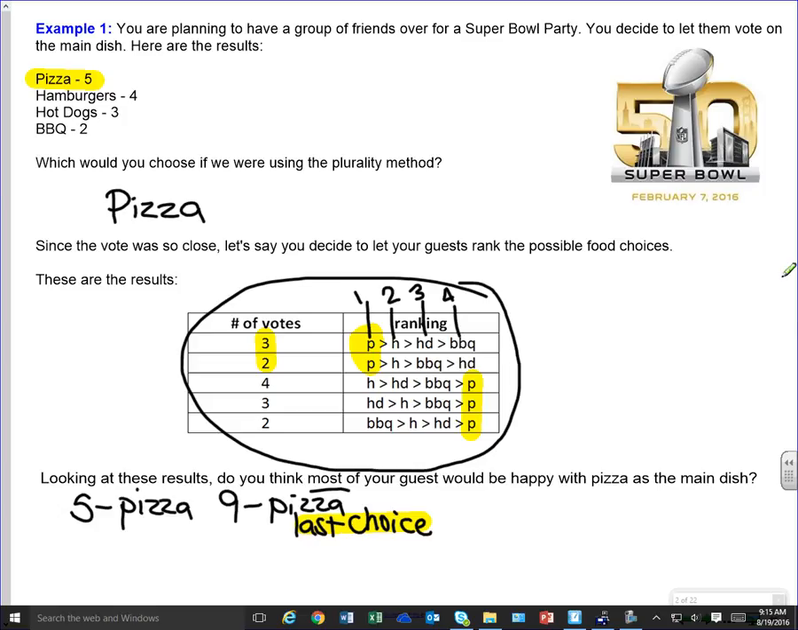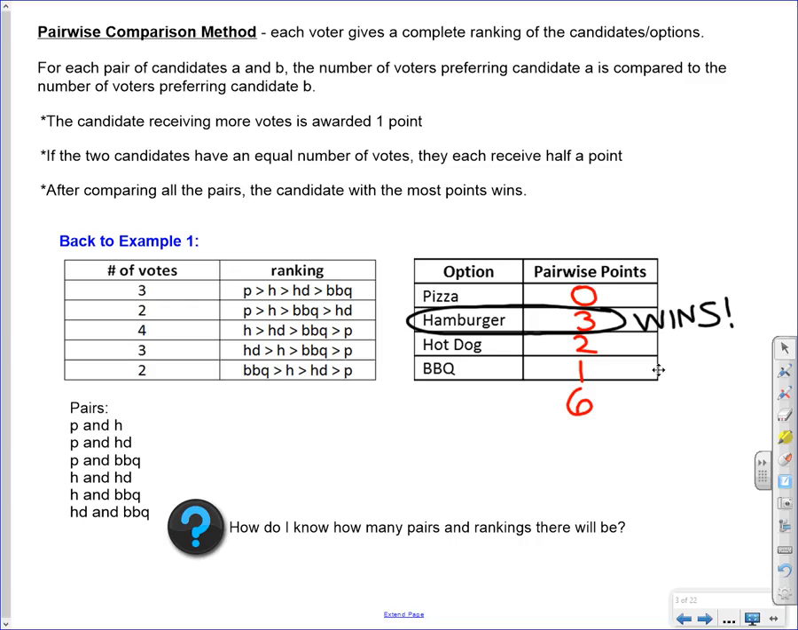The next method that we're going to discuss is the pairwise comparison method. Besides the plurality method, all the other methods really require that you rank all of your options. We're no longer just going to choose our top choice. We're actually going to put each of the options into some ranking. With the pairwise comparison method, we're going to be comparing different pairs. That's where the name comes from. We're going to take each option two at a time, because a pair is two things, and see which one is preferred. Basically, it's a head-to-head battle of each option to see which one got the most votes if we were only looking at those two options.